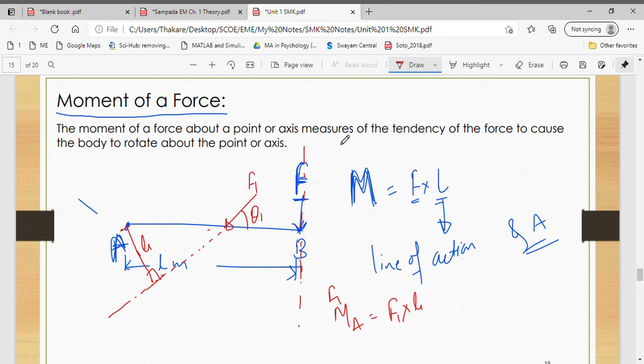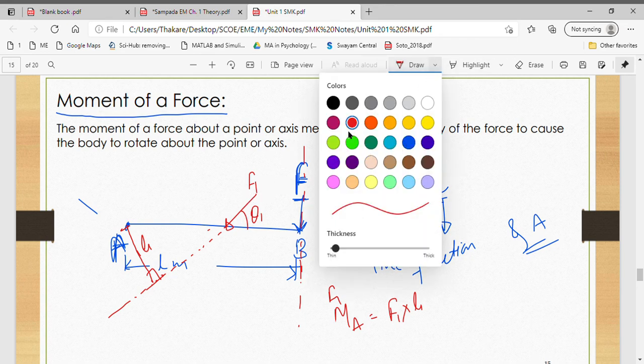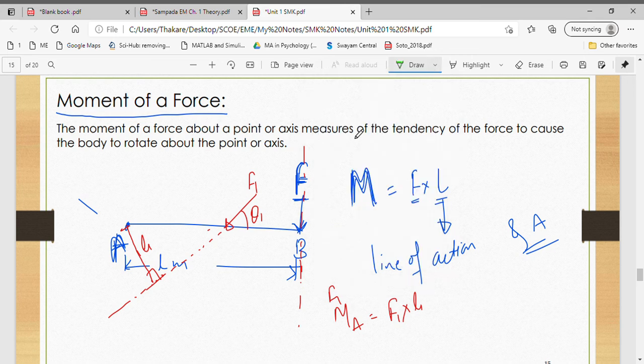Another way to determine the moment of this F1 about A is to resolve it into its two mutually perpendicular components. You will have one horizontal component which will be F1x. Since the angle is given with respect to the horizontal axis, you can consider it as F1 cos θ1, and the vertical component will be F1 sin θ1, or you can call it F1y.